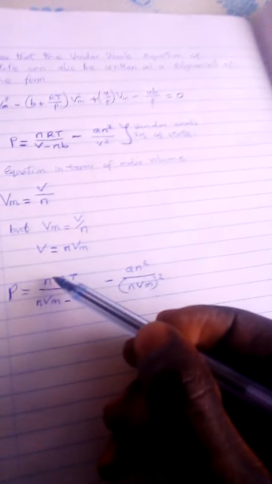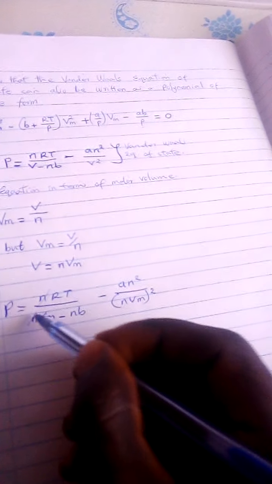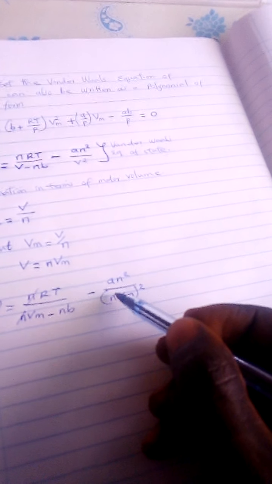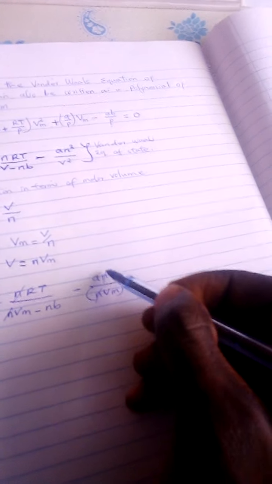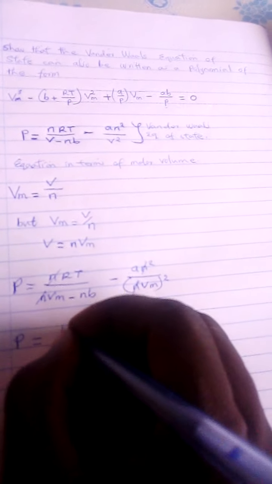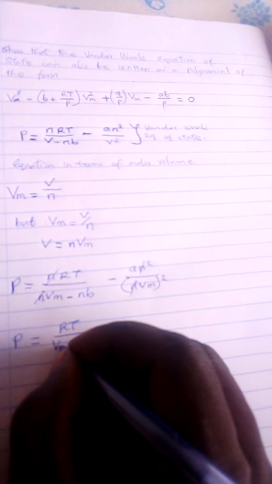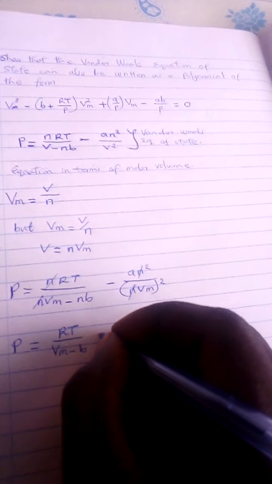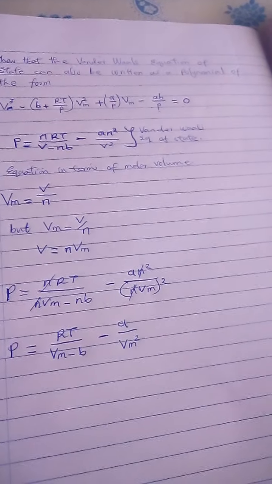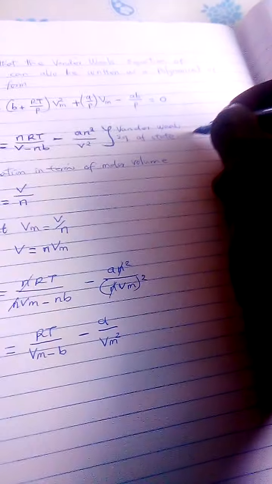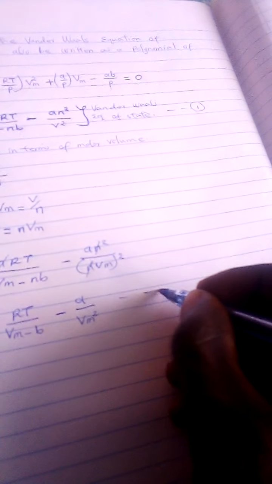But you can see that this one and this one are the same, so they cancel. And also this one and this one are the same, so we cancel them too. So we remain with P equals RT over (Vm minus b) minus a over Vm squared. Now we will write that the first one is equation 1 and this one is our equation 2.